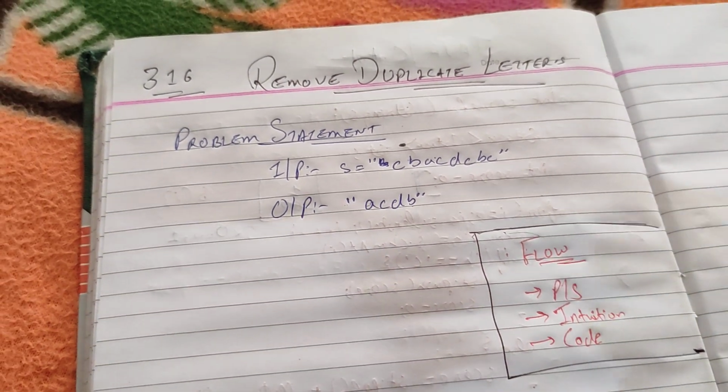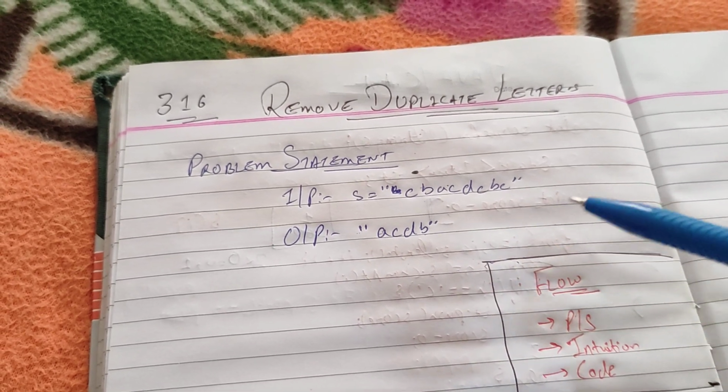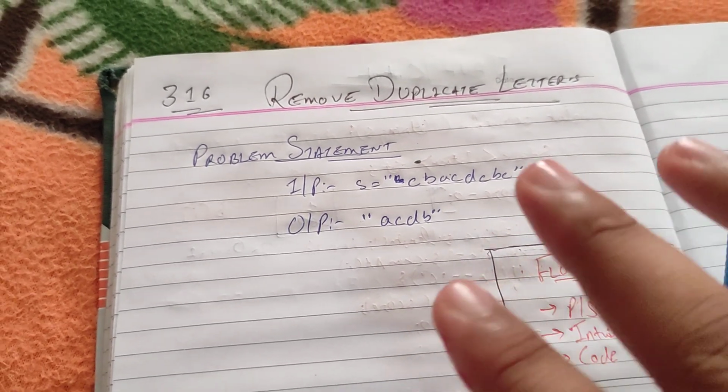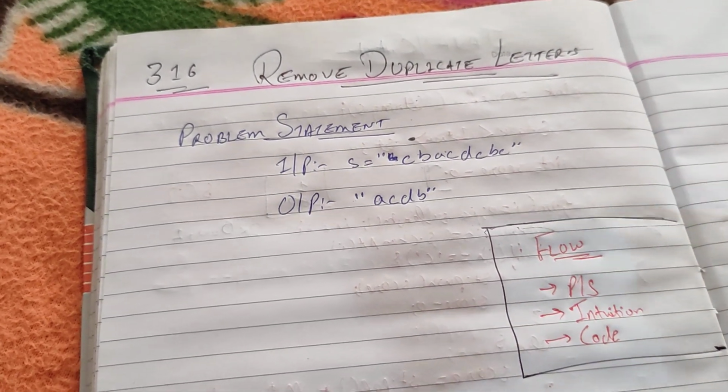So today we are going to solve another cool problem, which is Remove Duplicate Letters. This problem is quite awesome and simple. It's not too hard. The only thing is you have to figure out which data structure to use. That's the only thing, and the problem is really easy.